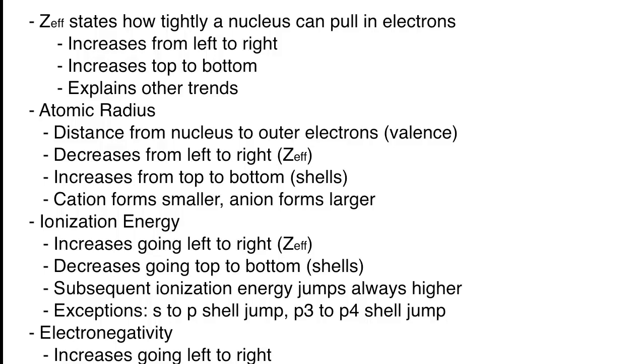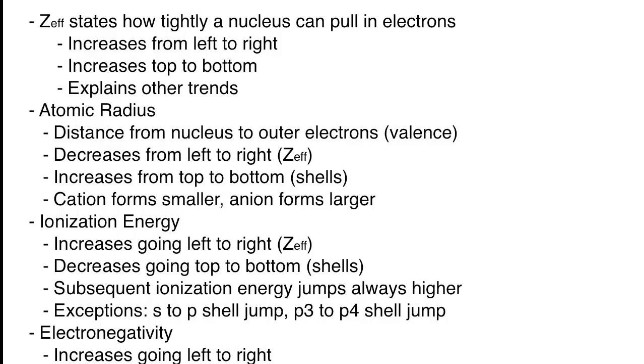Atomic radius, the distance from the nucleus to the outermost electrons, or the valence electrons. That's the definition of an atomic radius. You're going to decrease with this trend from left to right. It's kind of the opposite of the other trends. So that means we get smaller as we go to the right. It's going to increase going from top to bottom, and that's because the shells are expanding as we get out towards the bottom. Remember that cations, so we're talking about ions now, are going to form smaller counterparts to their normal elements, and anions are going to form larger.